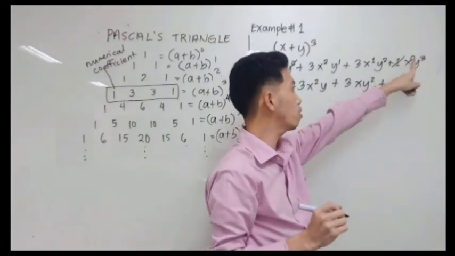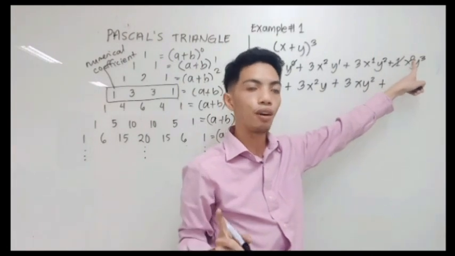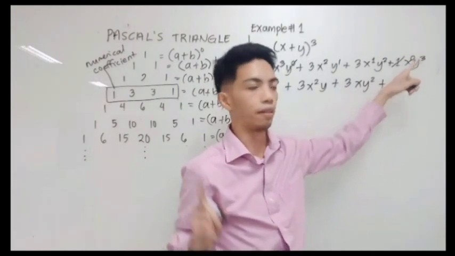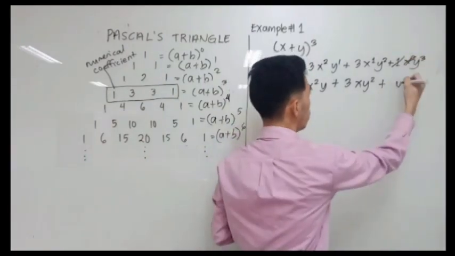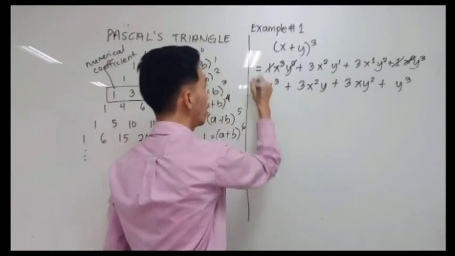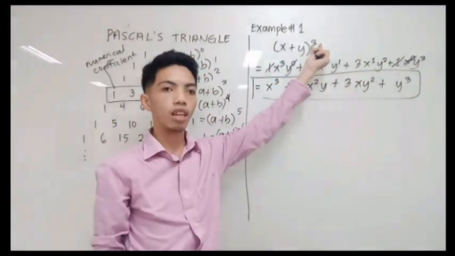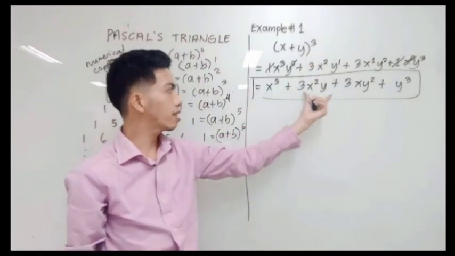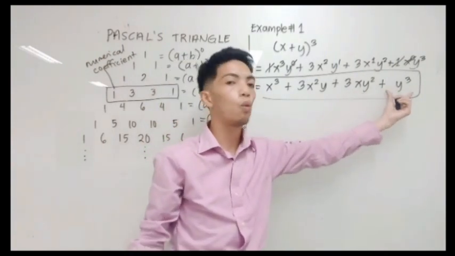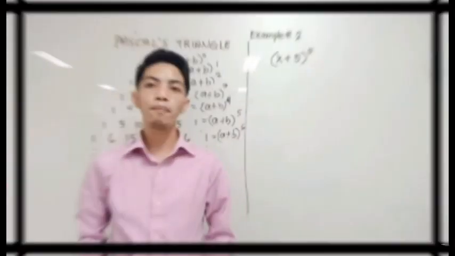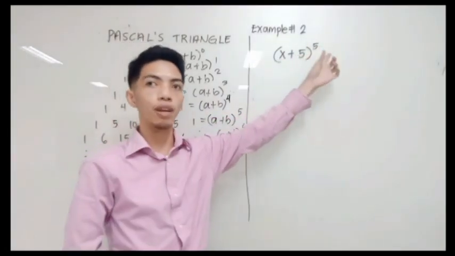Next, x raised to 0. Again, any number o any variable na nakarase sa 0 is understood to be 1. Kaya pwede din siya i-cancel. And then, natira mo si y cubed. And therefore, the expansion of x plus y raised to 3 is x cubed plus 3x squared y plus 3xy squared plus y cubed. Example number 2, expand x plus 5 raised to 5.